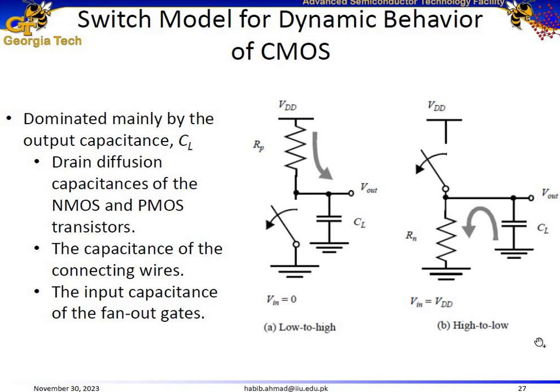Similarly, for the high to low transition, when the input is high, the PMOS is open and the NMOS is conducting. So the NMOS will have a certain resistance in this case. And in this case, this capacitor discharges through this resistance Rn to the ground.